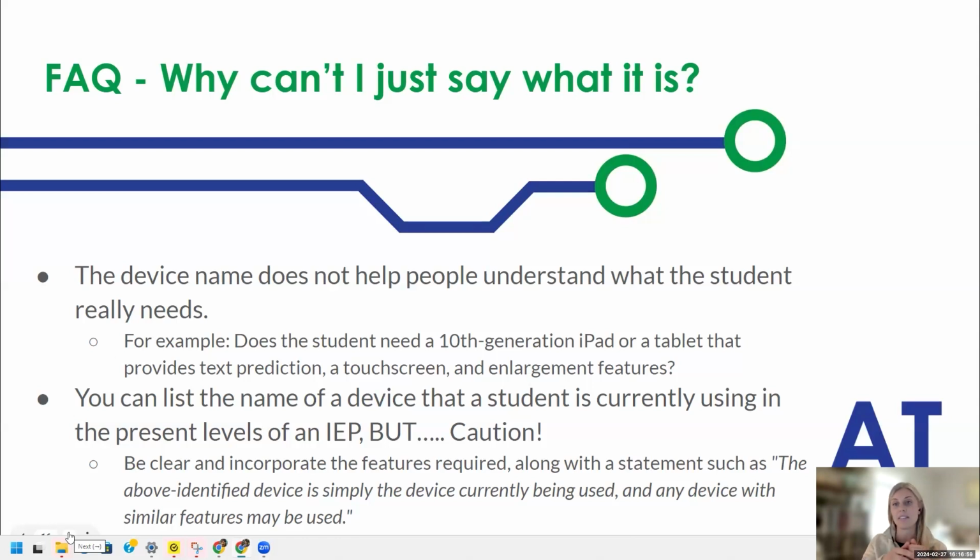But then again, in the present level, you can say this is presently what they're using. That's okay. You're going to talk about that at the next IEP. You're going to review that. And is that going to be the same device? Maybe. It might be something new. It might have changed. The model might have been updated. Lots of different reasons. But again, we're going to talk about those features. So we're going to go into some examples here in a minute.